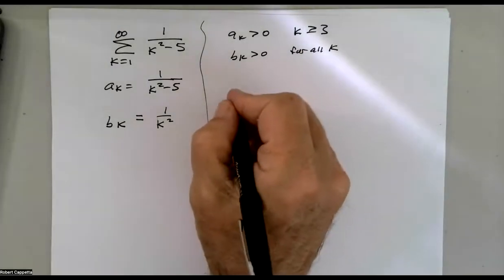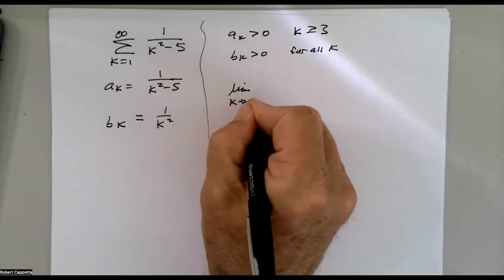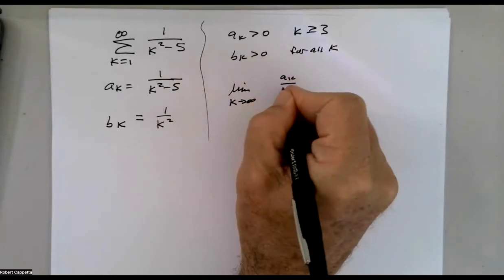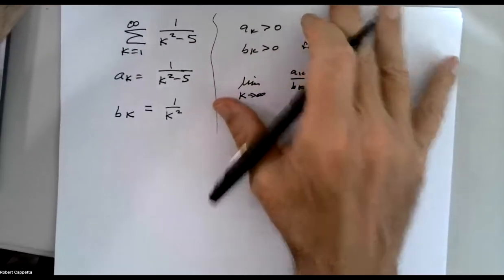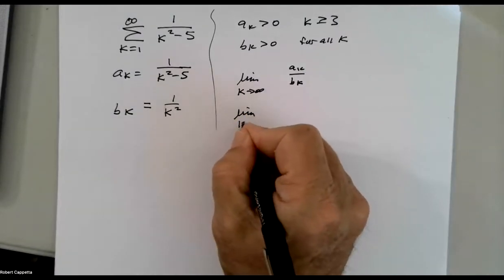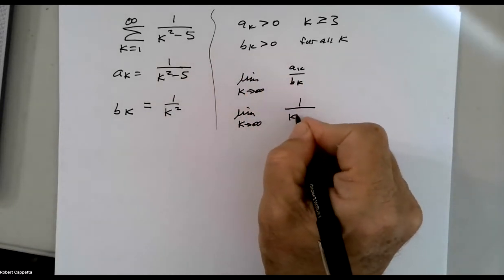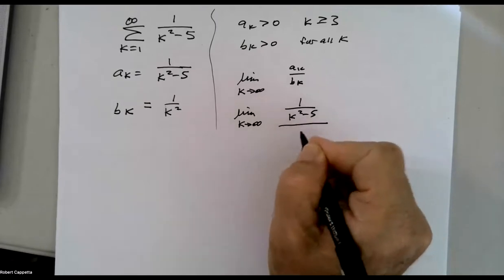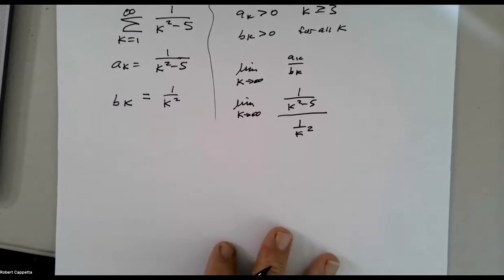Then we're going to look at the limit as k goes to infinity of a sub k over b sub k. So rather than playing with the direct comparison test, we're going to try to take a look at what that limit will be. So what are we going to get there? We're going to take a look at the limit as k goes to infinity of a sub k, 1 over k squared minus 5, over 1 over k squared, which requires a little bit of algebra for us to do.